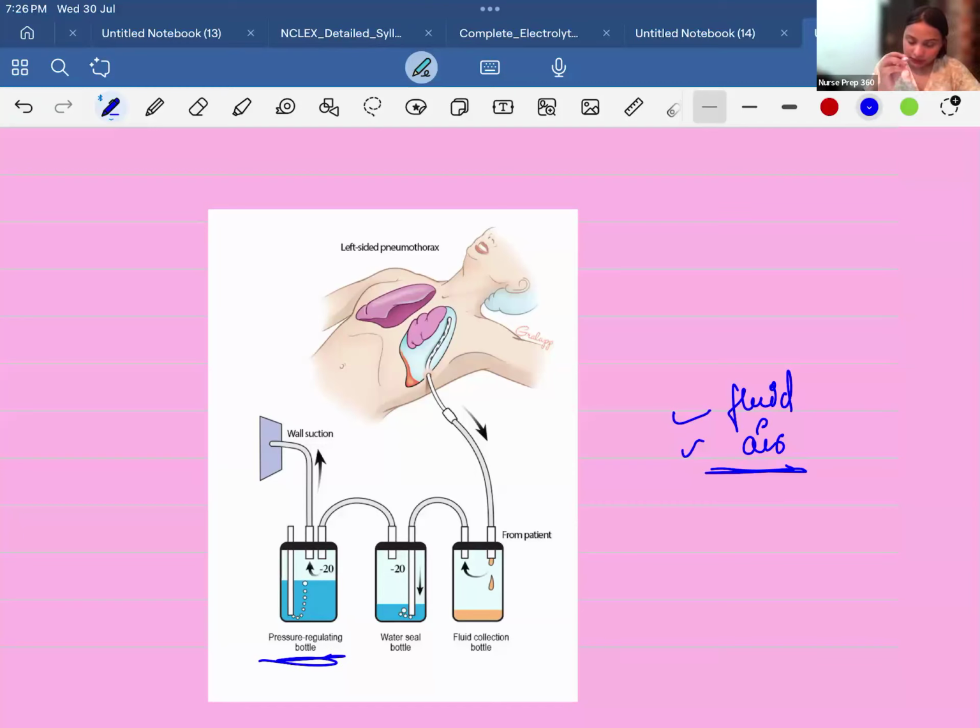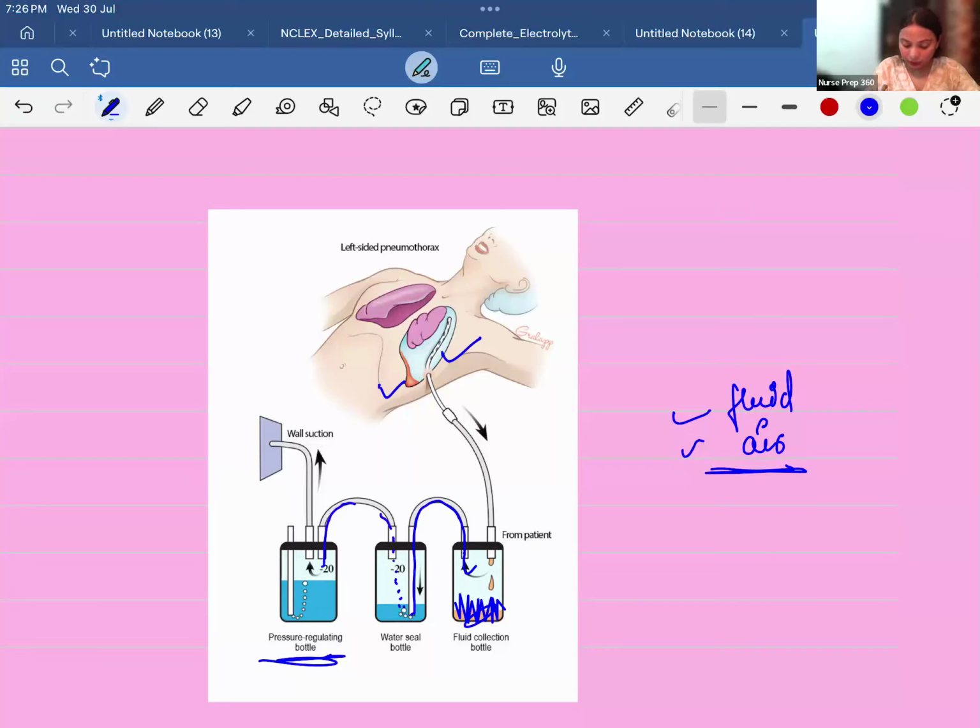Just imagine you want to remove fluid as well as air. So what you do, you had just made a three bottle, a closed circuit. Over here, the fluid is being drained out and it is being collected over here. The air is moving out. It is bubbling, and this bubble is going out into this chamber.